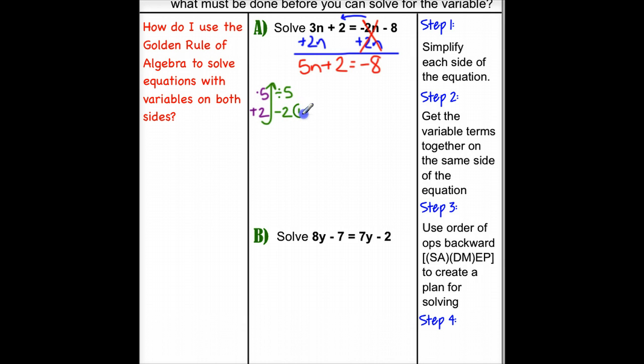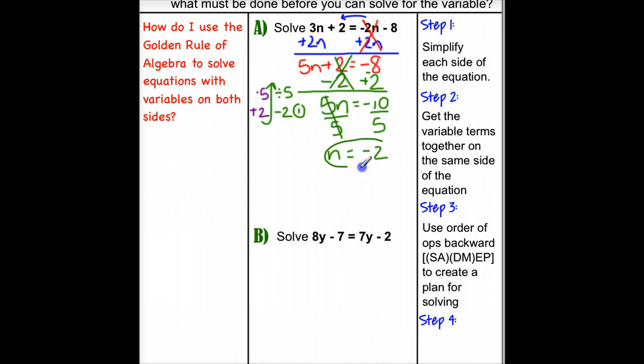We're going to do the subtracting 2 first, so we'll subtract 2 from both sides, canceling here, leaving me with 5n. And negative 8 minus 2, remember we add the opposite, so negative 8 plus negative 2 is negative 10. And then as it says in our plan, we're going to divide by 5 on both sides, canceling the 5's, giving me n is equal to negative 10 over 5, which is negative 2.